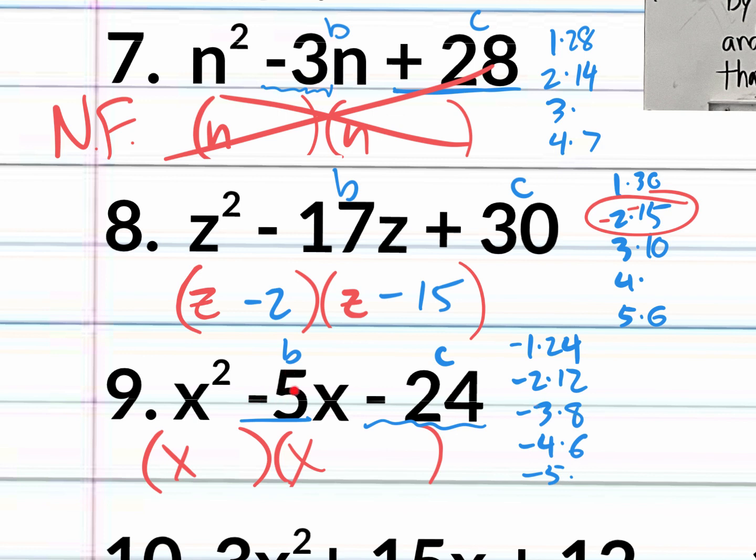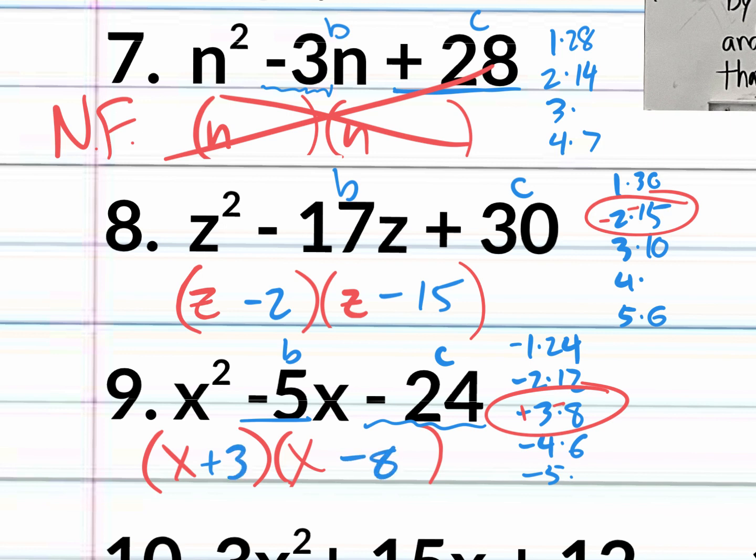5. That means I have the right numbers, just the wrong signs. So these are my numbers, but change it and change it. You're not always going to change it. It just depends on the sign of the middle term, right? So right there, we had to change them. All right, anyway, we're going to have x plus 3 and x minus 8. There it is. It's factored.